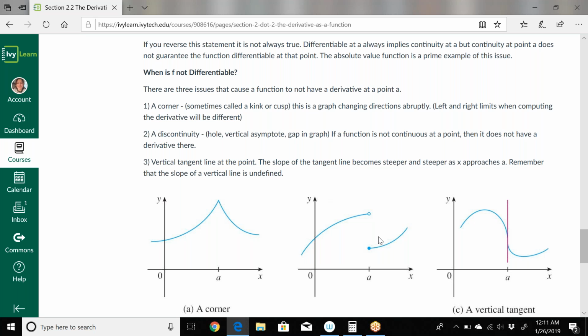A discontinuity can be another place where you don't have a derivative. Remember, that could be a hole or a vertical asymptote or a gap in your graph. If a function is not continuous at the point, then it does not have a derivative there.